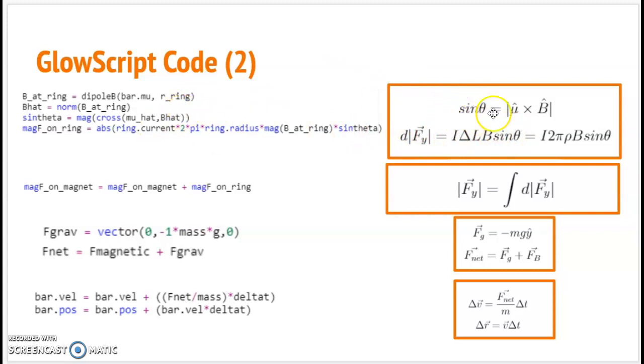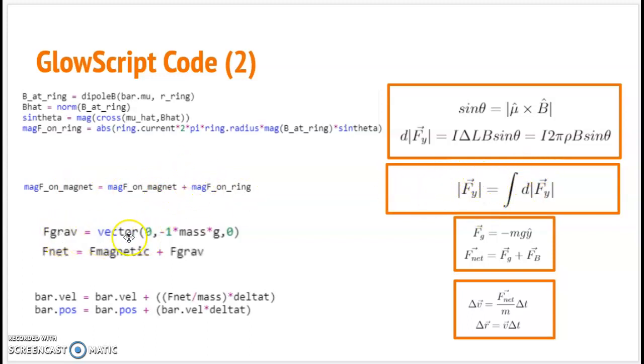So first we had to find sine theta, which is just equal to the absolute value of the magnetic moment unit vector crossed with the magnetic field unit vector. And then if you multiply the current times the change in distance times the magnetic field times sine theta, that will equal the change in the absolute value of the magnetic force. And then if you integrate this, where you're just constantly updating it, as you see here, you find the total magnitude of the magnetic force in the y direction.